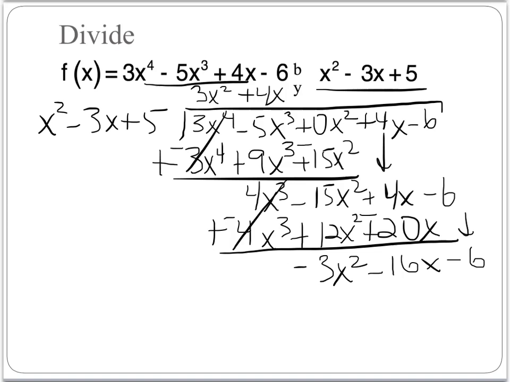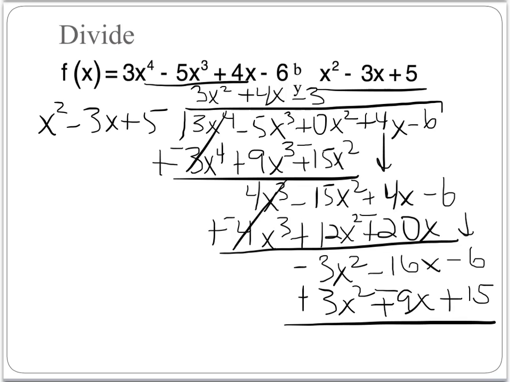And now we do it again. So in order to get negative 3x squared, I have to multiply x squared times negative 3. And then I multiply it out. Negative 3 times x squared gives me negative 3x squared. Negative 3 times negative 3x gives me positive 9x. Negative 3 times a positive 5 gives me negative 15. And then remember, we change the sign and add them together. So negative 3x squareds will cancel. Negative 16x and negative 9x gives me negative 25x. And then negative 6 and positive 15 gives me a positive 9.